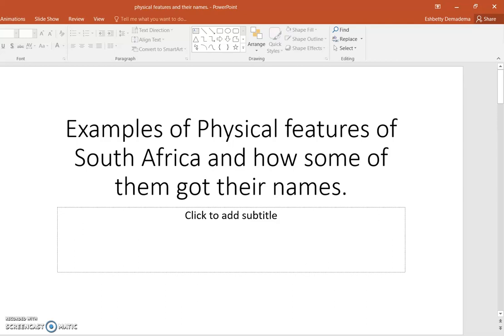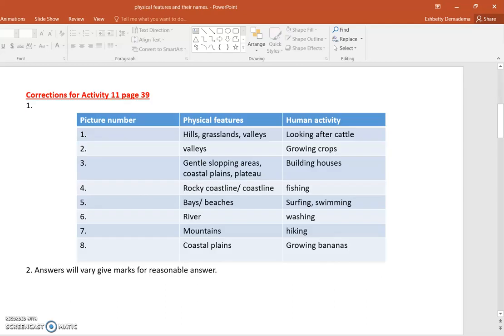And as usual, before we go on to our next activity or our lesson, we need to work on our corrections. Our last activity was on page 39 and you're supposed to do activity 11. These are the answers. Please mark in pencil. If you got any of these wrong, please write the corrections in pencil.